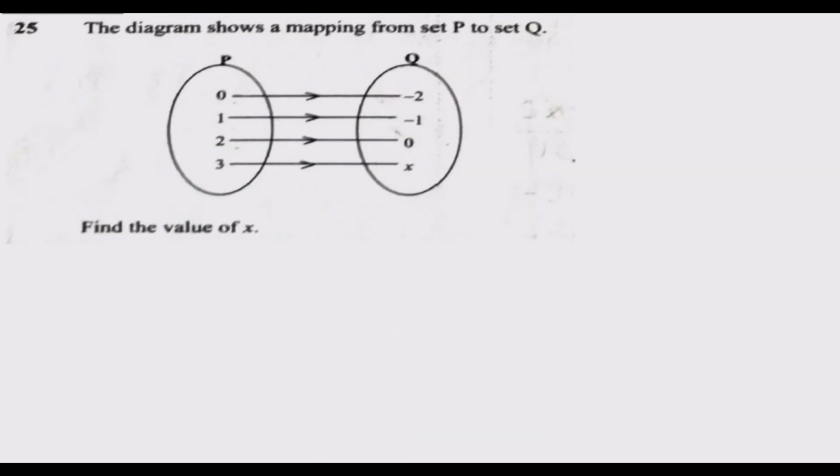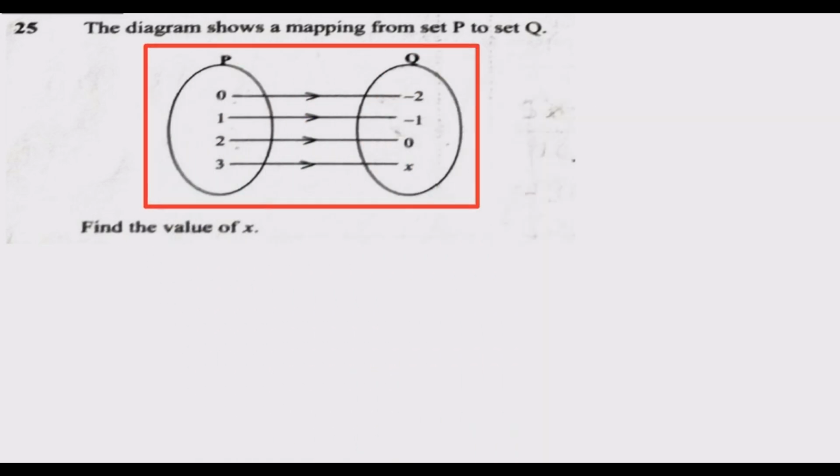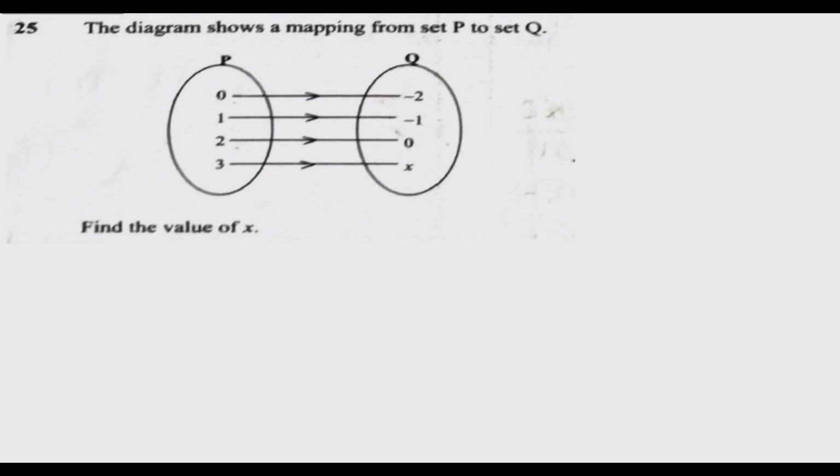Question 25: the diagram shows a mapping from set P to set Q. So this is the mapping which is showing set P to set Q, and the question is to find the value of x.